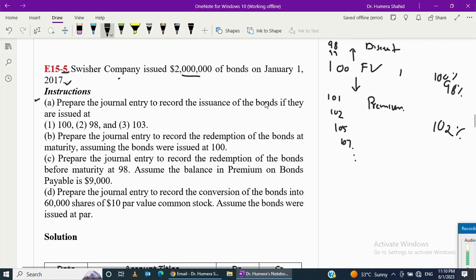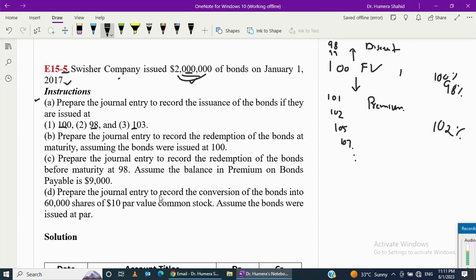So if you see here, we have the first option 100. So it means that it is at face value. So what was face value? 2 million. Second journal entry, which is required at 98. 98 is less than 100. It means at discount. So we will take 98% of 2 million and we will know how much money we get. 103 means above 100%. So it means it's premium. So we will take 103% of 2 million. Right? So let's record all the three journal entries.